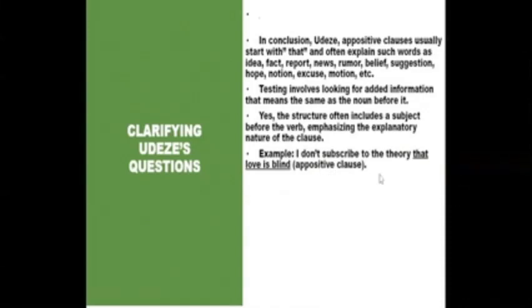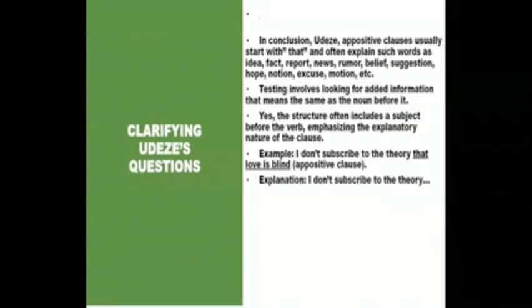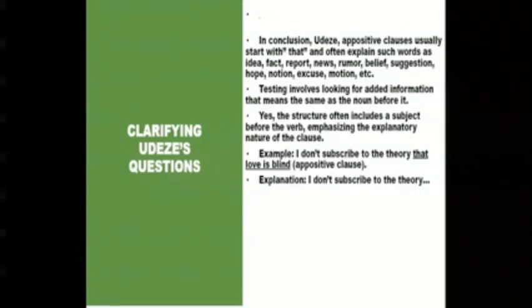Let's now clarify this with the example we earlier gave. I don't subscribe to the theory that love is blind. This is the appositive clause. Now, the explanation is as follows. I don't subscribe to the theory. This is exactly how you verify that this is an appositive clause. We use what we call the border principle, because this clause shares a common border with the word theory. So when we get to the word theory, we put a full stop.